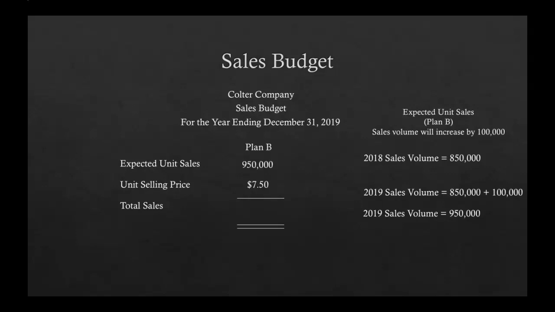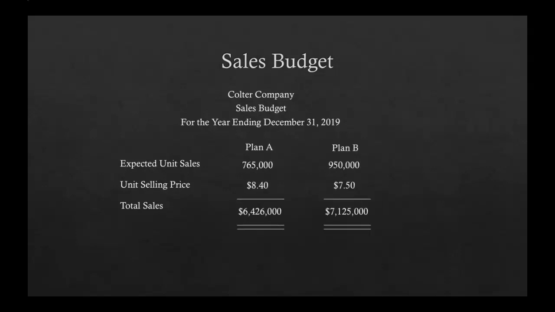So we toss that into our sales budget. We have expected units and unit selling price, and we can find our total sales by multiplying those two together. So 950,000 times $7.50 gets us a total sales amount of $7,125,000.